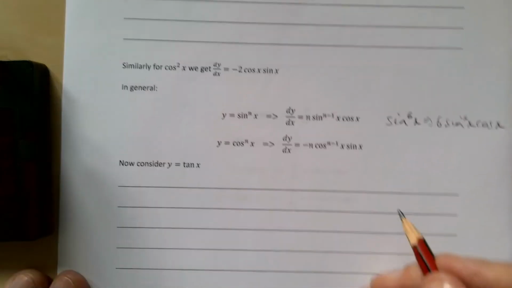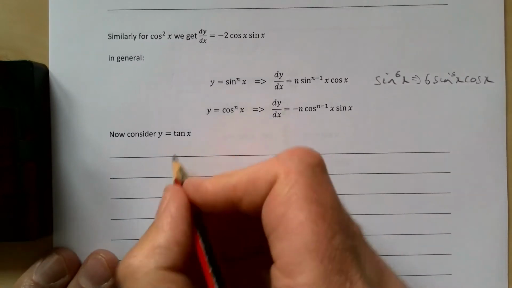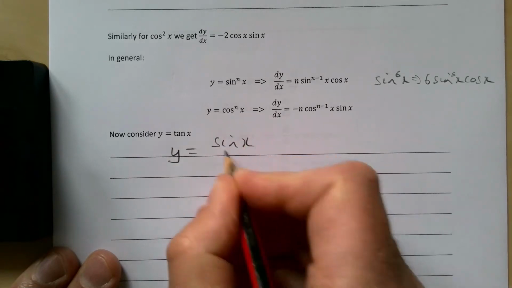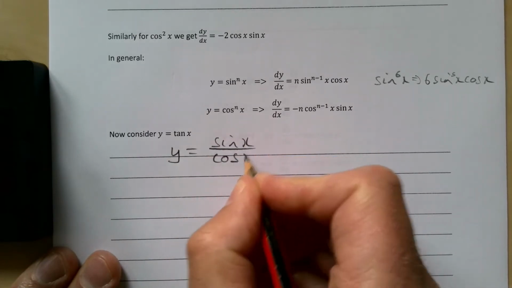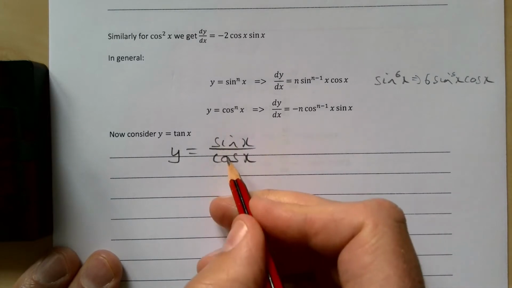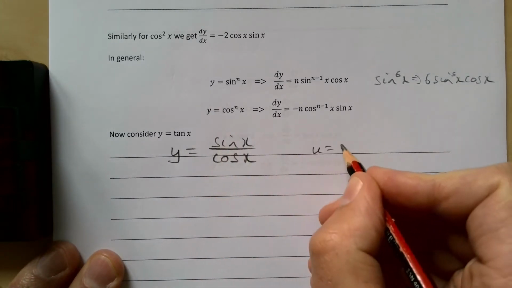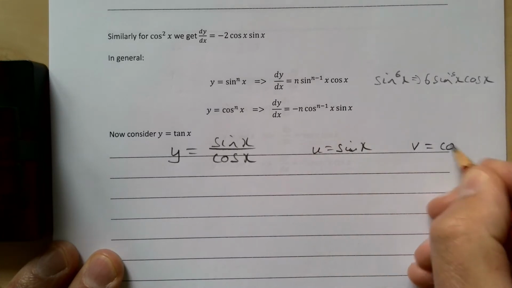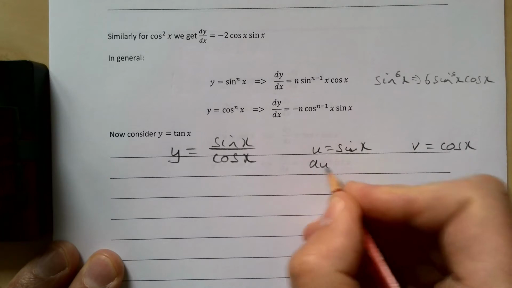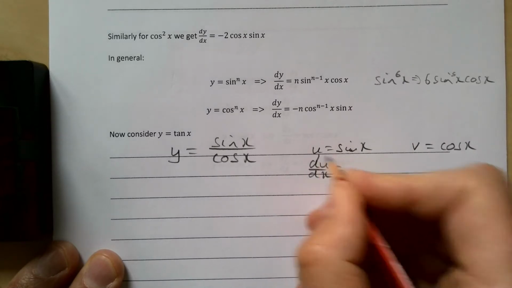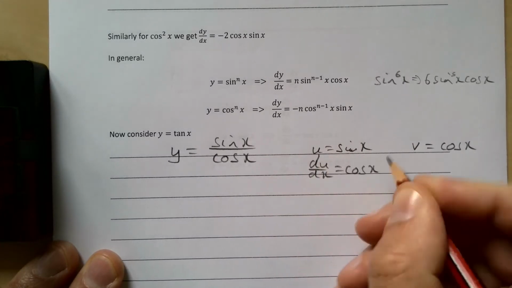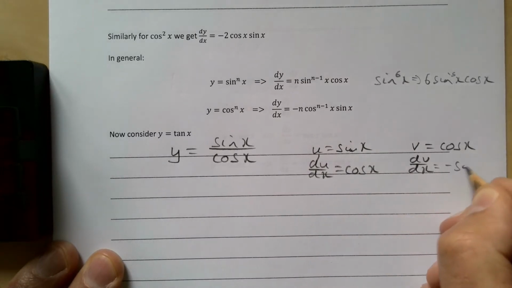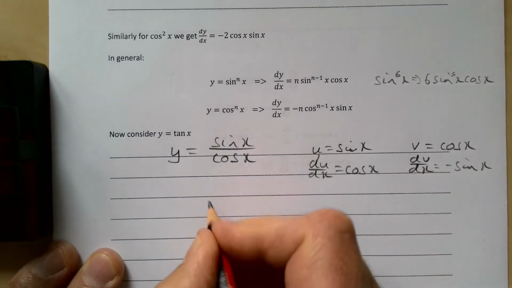Let's take a wee look then at tan x. Tan, we hopefully know, is the same as y equals sine x over cos x. This is a quotient. u is sine x, v is cos x. du by dx, what do you get if you differentiate sine? You get cos. dv by dx, what do you get if you differentiate cos? You get minus sine.